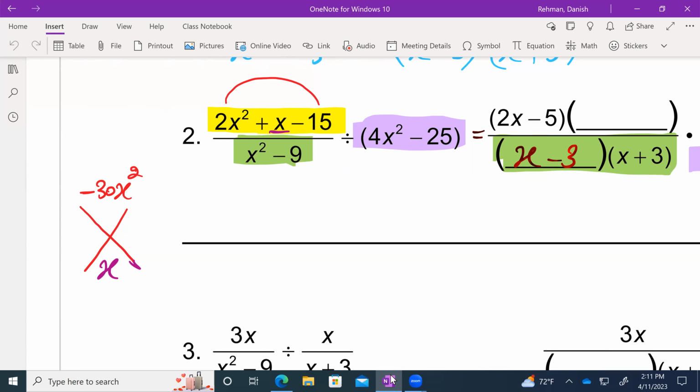Now I need to think about 2 numbers, and you will help me on this. It's kind of a riddle, a mathematics riddle. We need to think about 2 numbers which on multiplication give me a 30, and on addition or subtraction give me x, a 1.